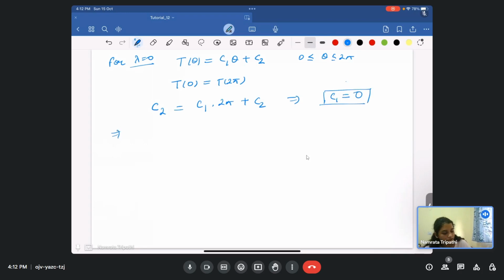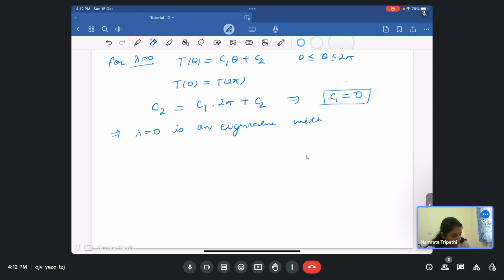From here we can say lambda is 0. Lambda 0 is an eigenvalue with eigenfunction C2. That means we'll take the constant 1. Fine. So this is the first case.